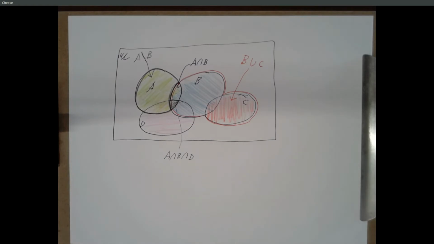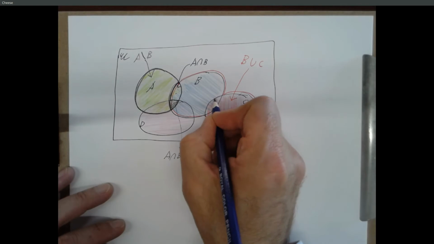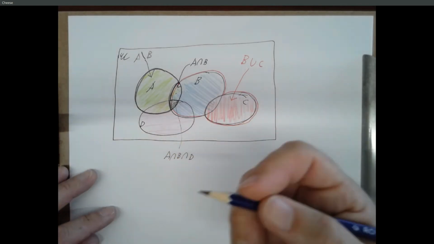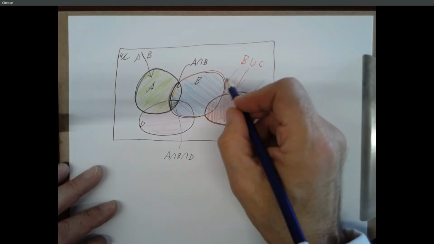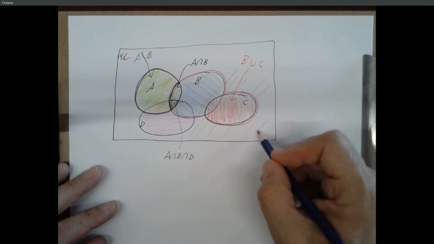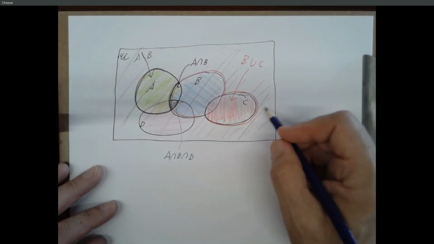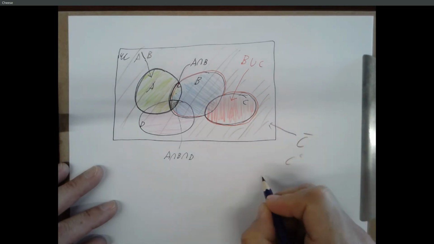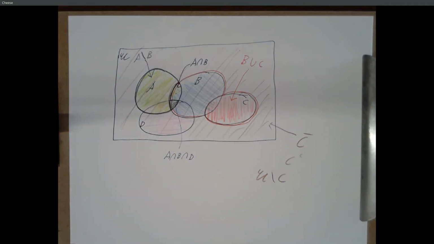And if we want just the complement of a set, well, for example, this is the set C. The complement of C in the universe, which we just call the complement, is basically all this stuff that's not in C. And that's C bar or C complement or the universal set take away C. So it's the stuff that's not shaded in C.